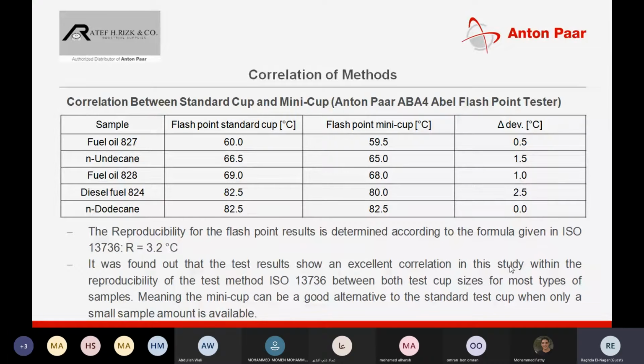method between both test cup sizes, the mini cup and the standard test cup. So, meaning the mini cup can be a good alternative to the standard test cup when only a small sample amount is available.